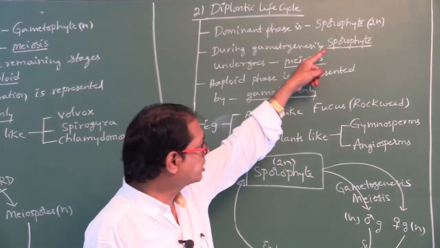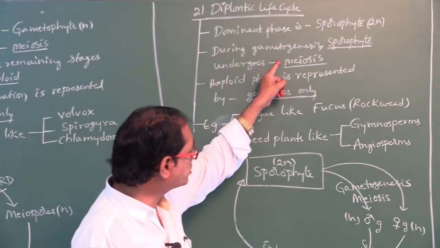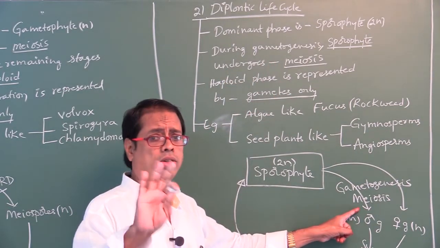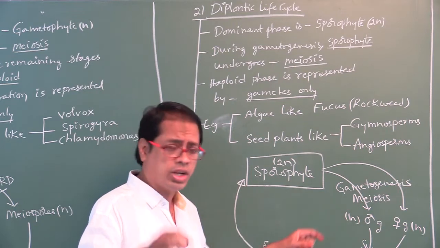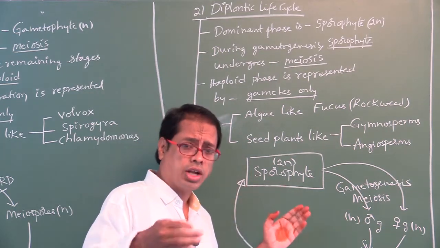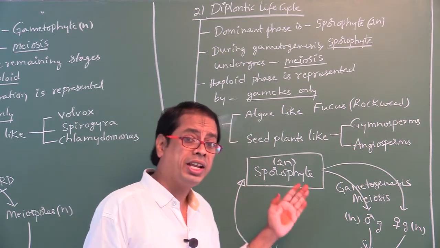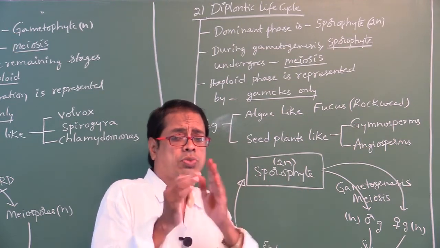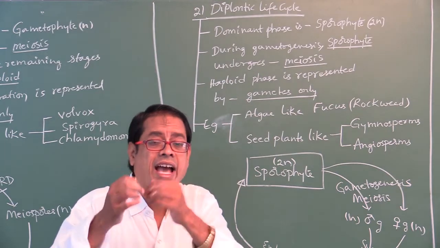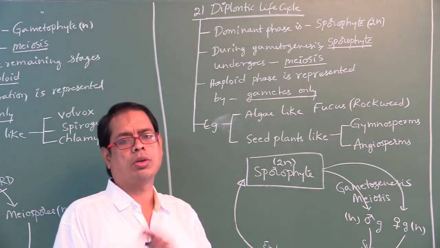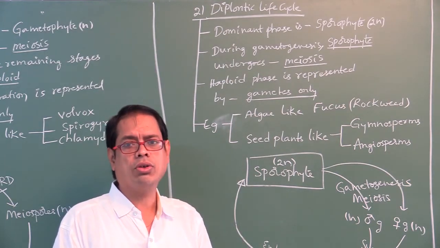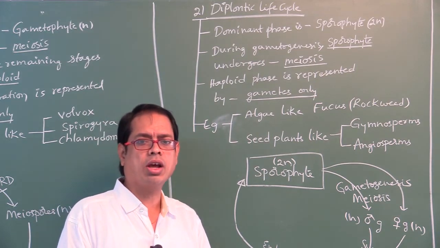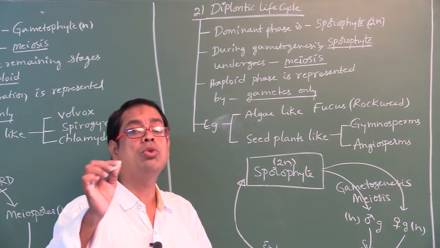Dominant phase is sporophyte. During gametogenesis, sporophyte undergoes meiosis. Don't say mitosis. Generally, sporophyte means it produces spores. But in this case only, that is algae like Fucus, this sporophyte produces gametes. This one you have to remember. This Fucus belongs to brown algae. Brown algae means male and female sex organs, antheridium and oogonium.